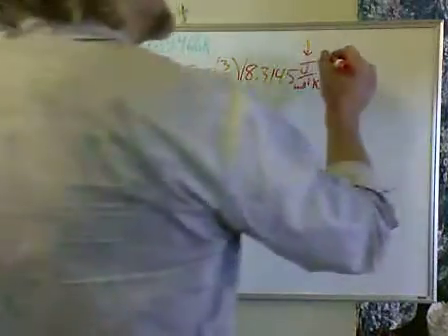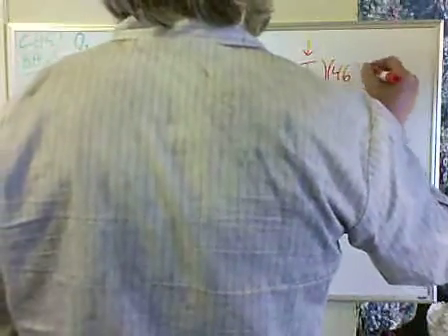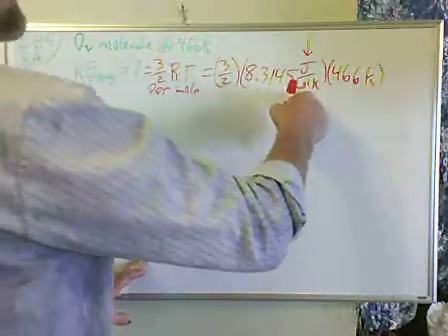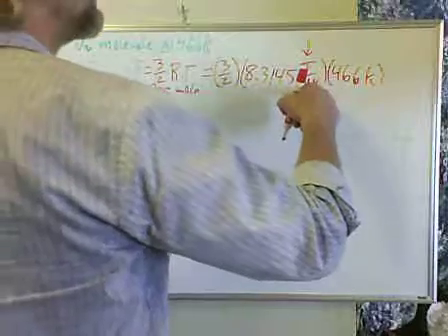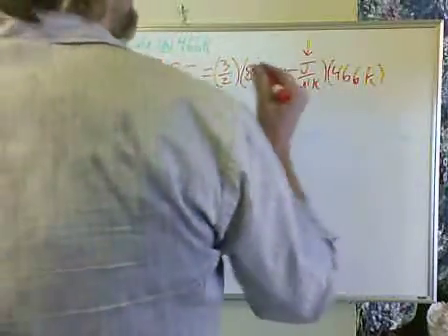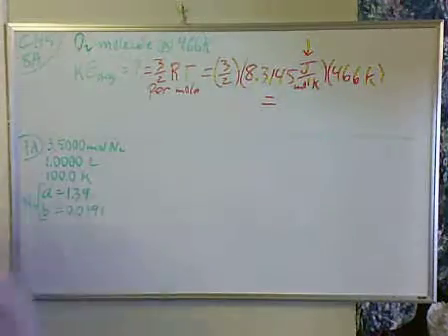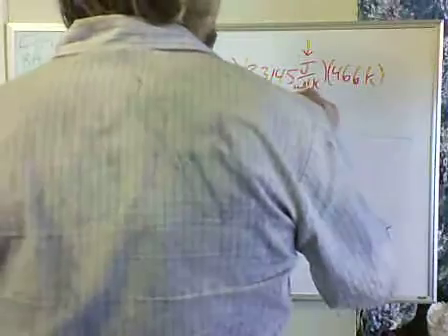Then we multiply by our Kelvin. So Kelvin will cancel with Kelvin. We'll be left with joules per mole for our answer. So this will equal 5810 joules per mole.